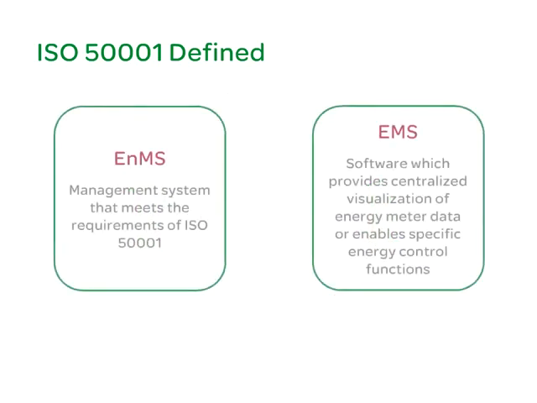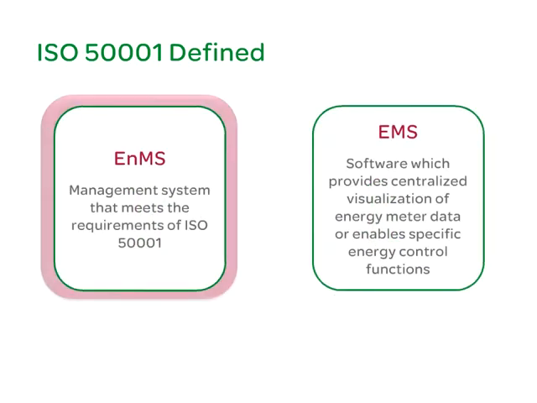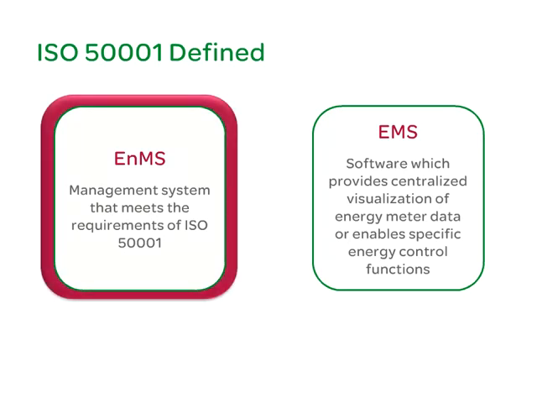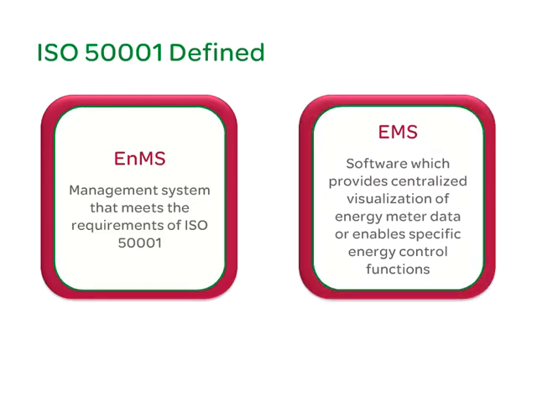When we discuss this type of system, we are talking about an EnMS, which refers to a management system that meets the requirements of ISO 50001. This should not be confused with an EMS, or Energy Management System, which usually refers to software which either provides centralized visualization of energy meter data or enables specific energy control functions, such as temperature setbacks or occupancy controls.